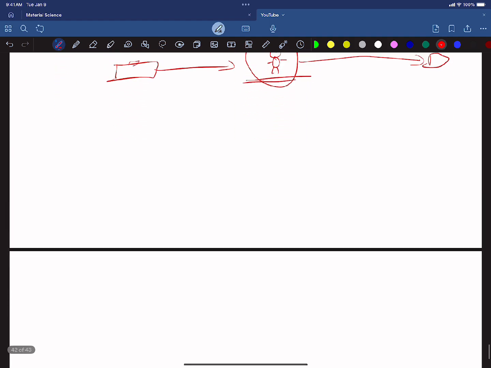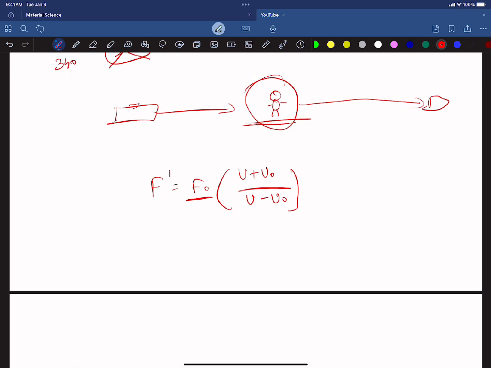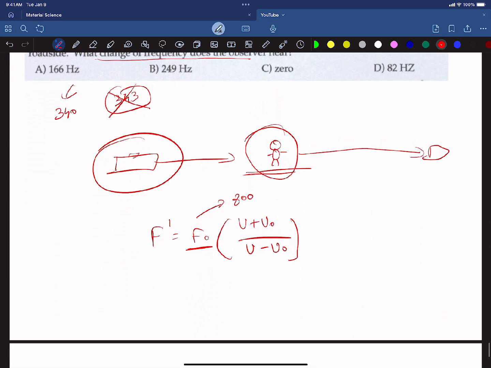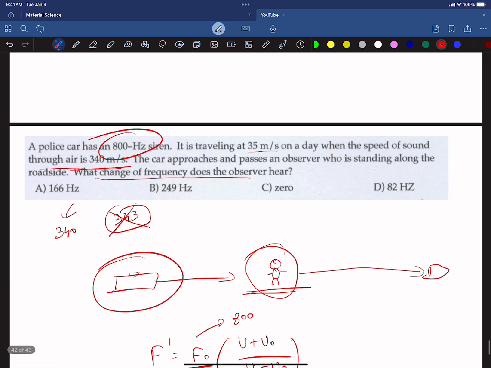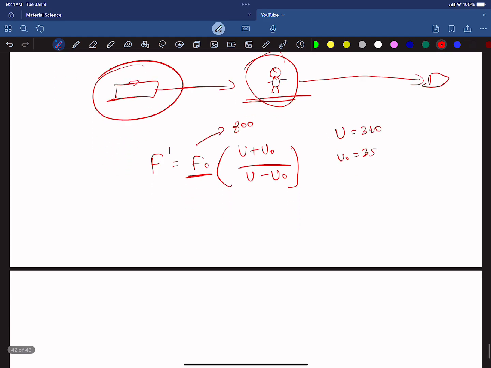For that, we have one equation: f dash is equal to f0 times (v plus v0) divided by (v minus v0). Now f0 is the frequency of the source or the moving object, so it is given in the equation as 800 hertz, and v is the velocity of sound in air, and v0 is the speed of the object, which is 35. So we'll substitute all the values and then find the frequency.